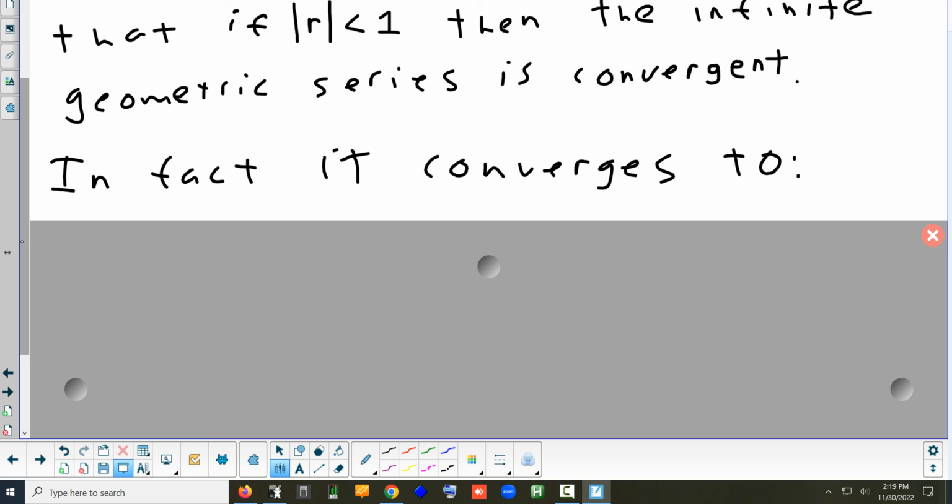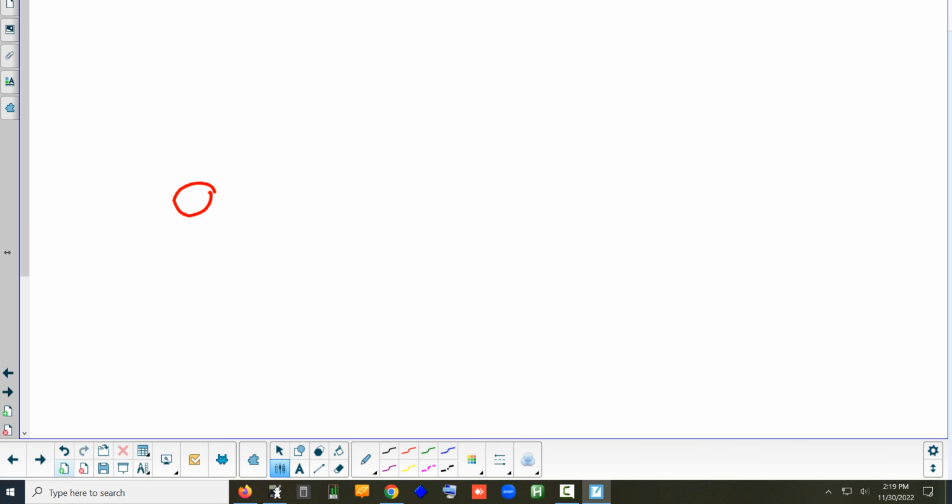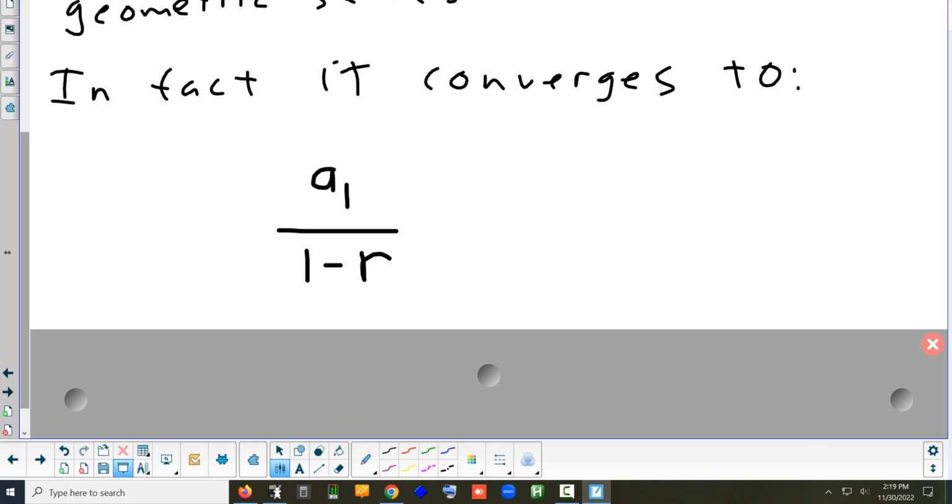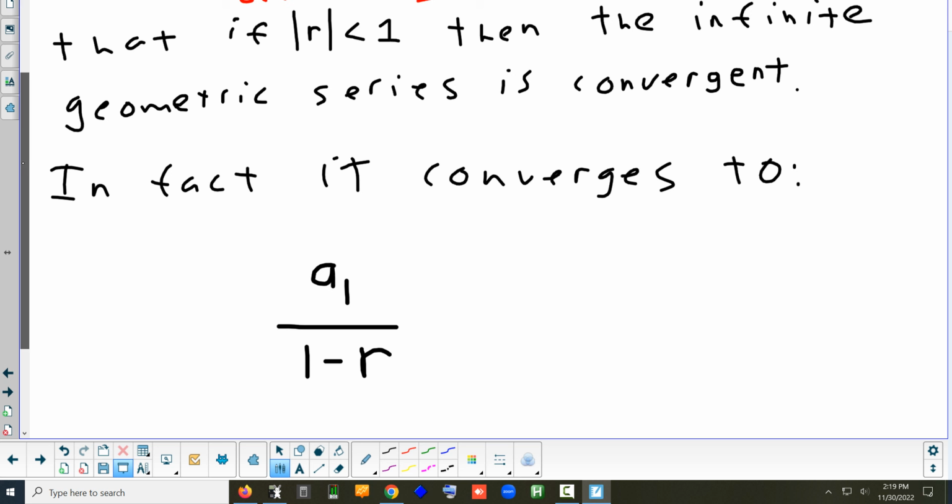And I told you the nice thing about adding up infinitely many terms is that the formula is a lot simpler than the finite one. So remember the finite one: a sub 1 times (1 minus r to the n) over (1 minus r). That's what we had in the last section. That's what we have in this section. That's the formula for adding up an infinite amount of numbers in a geometric sequence. It only applies when the absolute value of r is less than 1.